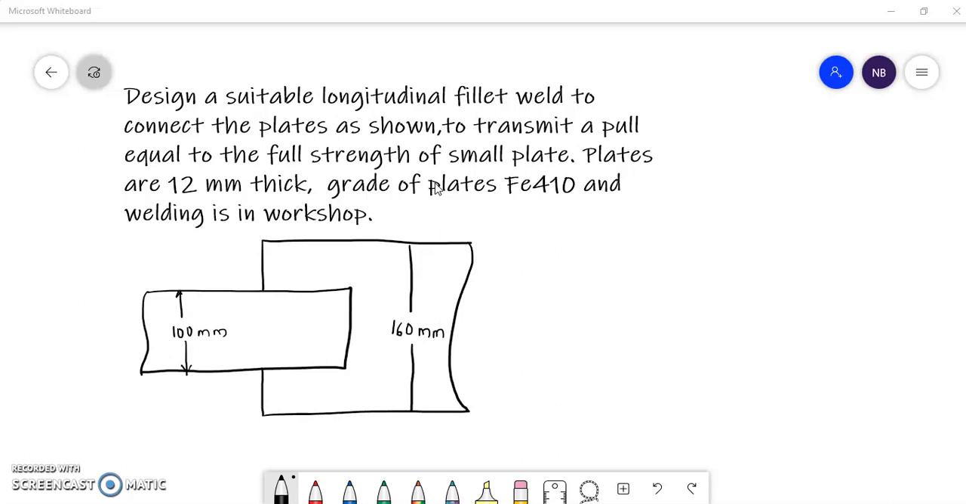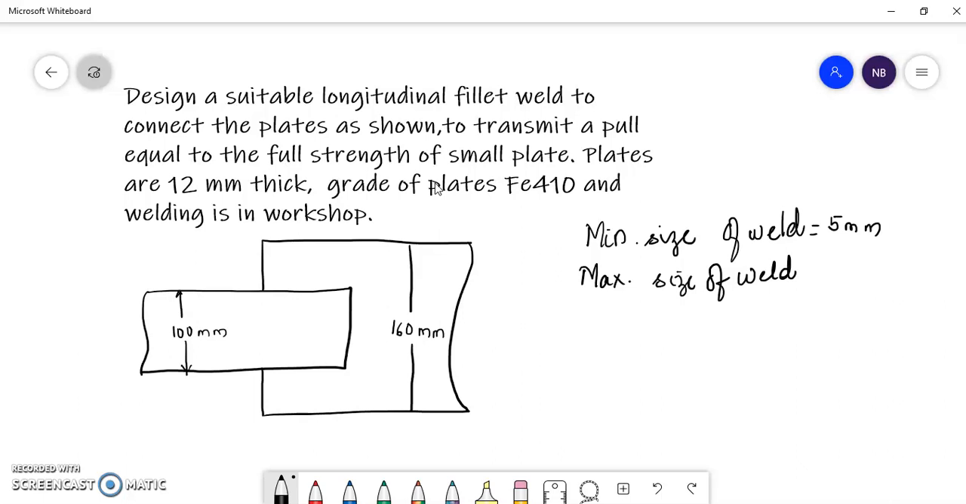Now, we know that the minimum size of a weld depends upon the thickness of the plates. So for plates which are from 10 mm to 20 mm, the minimum size should be 5 mm. Also, we know that the maximum size of the weld should not exceed the thickness minus 1.5 mm. So the thickness is 12 minus 1.5, 10.5 mm. Let us adopt the size of the weld as 10 mm. So small s is 10 mm.